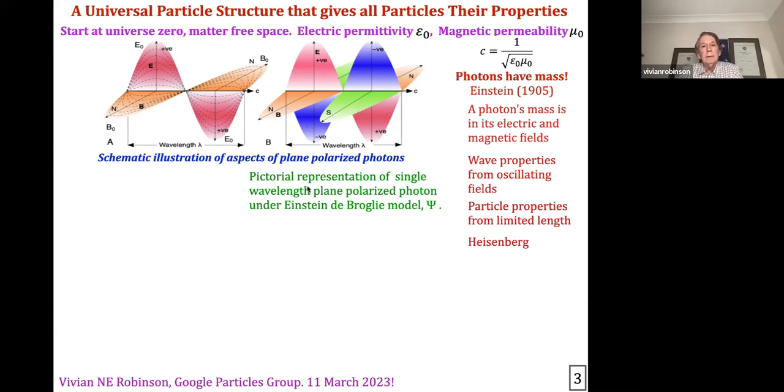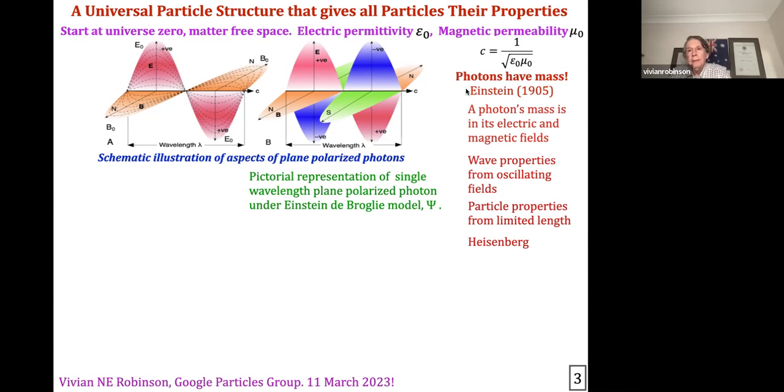So you could consider this a pictorial representation of a single wavelength, plane polarized photon under the Einstein-de Broglie model. It's what they call psi, their wave function. And as Maxwell's equations said, this whole structure then moves at the speed of light, c, given by 1 over the square root of epsilon naught mu naught.